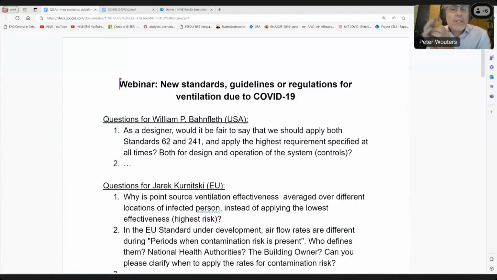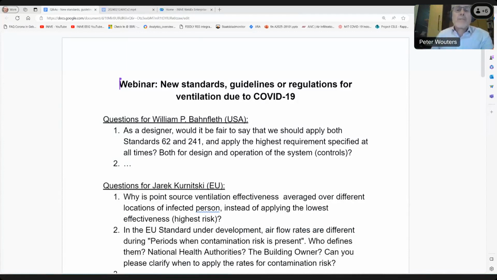I think you see the question on the screen. So as a designer, would it be fair to say that we should apply both standards 62 and 241 and apply the highest requirements specified at all times, both for design and operation of the system?